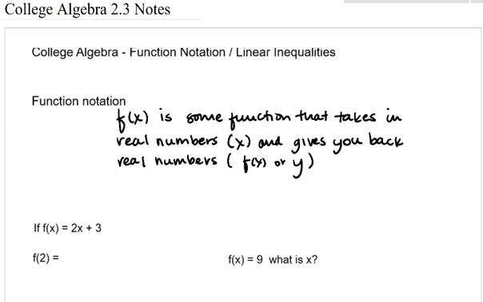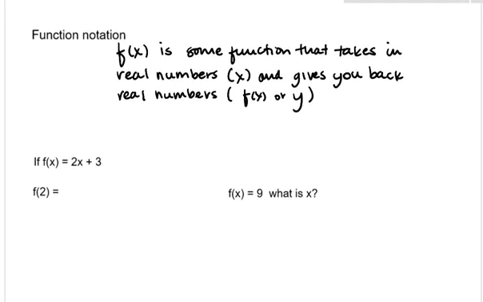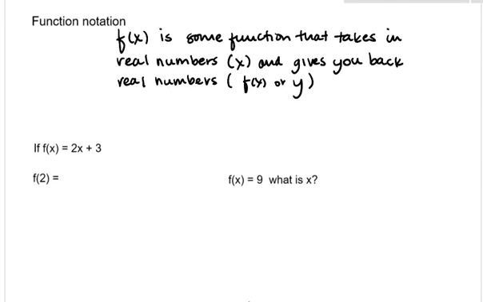And one example of a nice, easy to work with function is f of x equals 2x plus 3. So that means for a given number x, we're going to multiply it by 2 and then add 3. So if they say that f of x is 2 times x plus 3, then f of 2 will equal 2 times 2 plus 3, which is going to be 4 plus 3, which is 7. And later on in this course, we'll start putting functions into other functions.